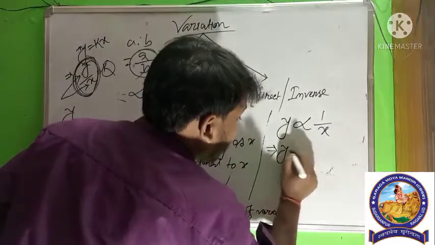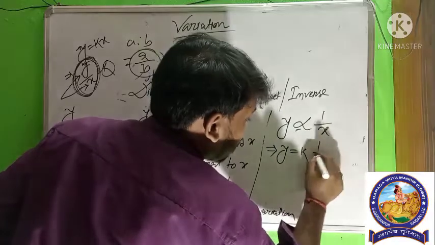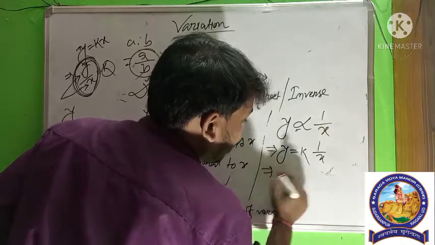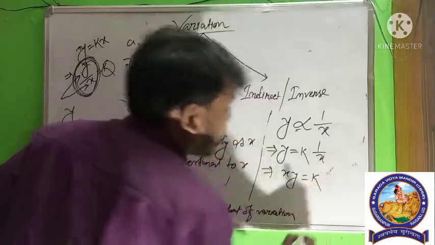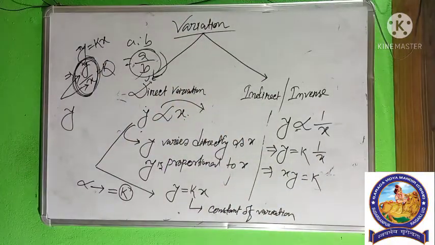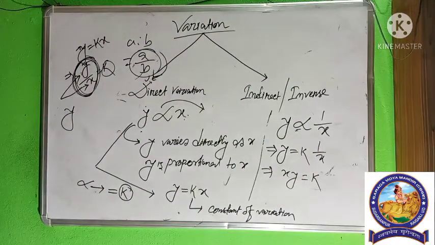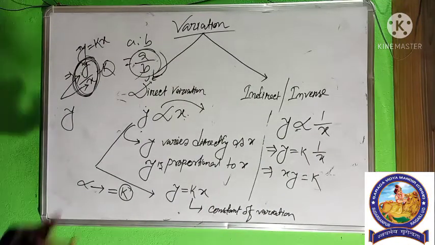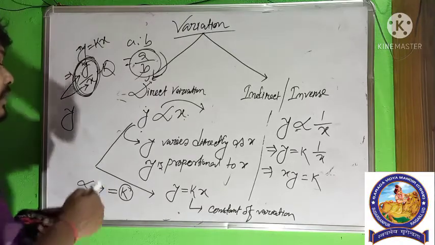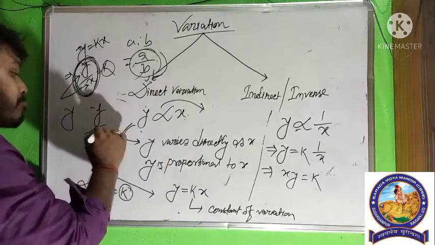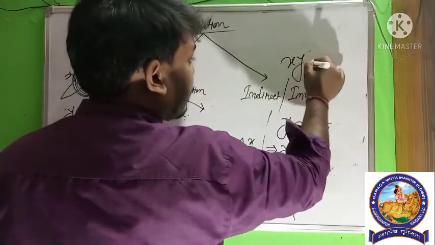So y equal to k by x. If we cross multiply, xy equal to k. So in case of direct variation, the ratio of these two quantities is constant. In case of inverse variation, the product is constant.